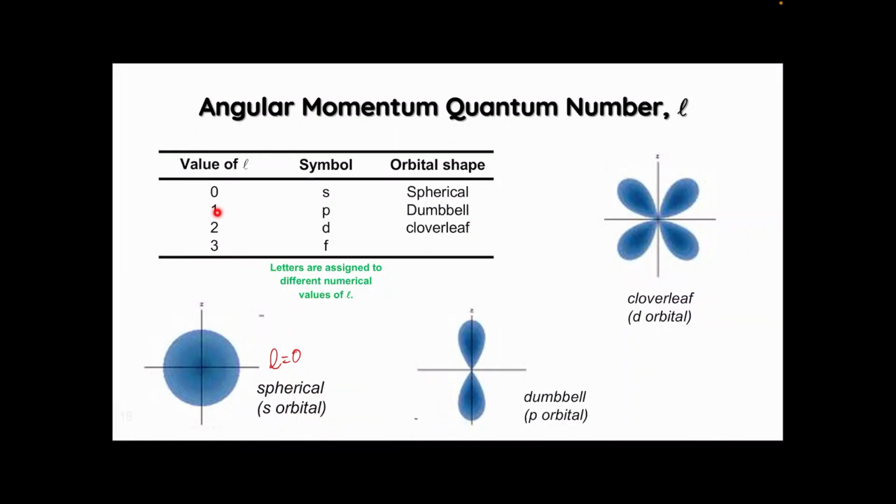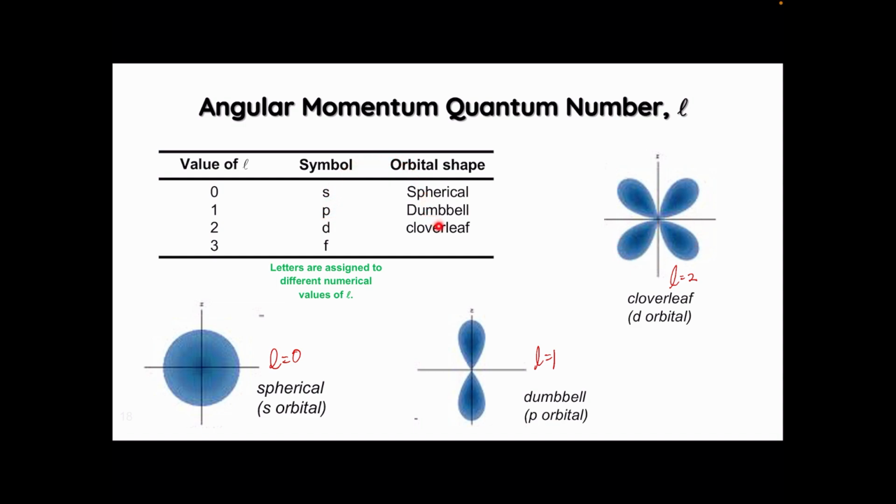L equals 1 refers to the p orbital, and the shape of the p orbital is a dumbbell. The dumbbell shape of the p orbital has two lobes, and the intersection at the center is the node, that is the location of the nucleus as well. When the value of L equals 2, this refers to the d orbital, and the orbital shape is a cloverleaf. D orbitals have 4 lobes, and the intersection at the center is the nucleus.